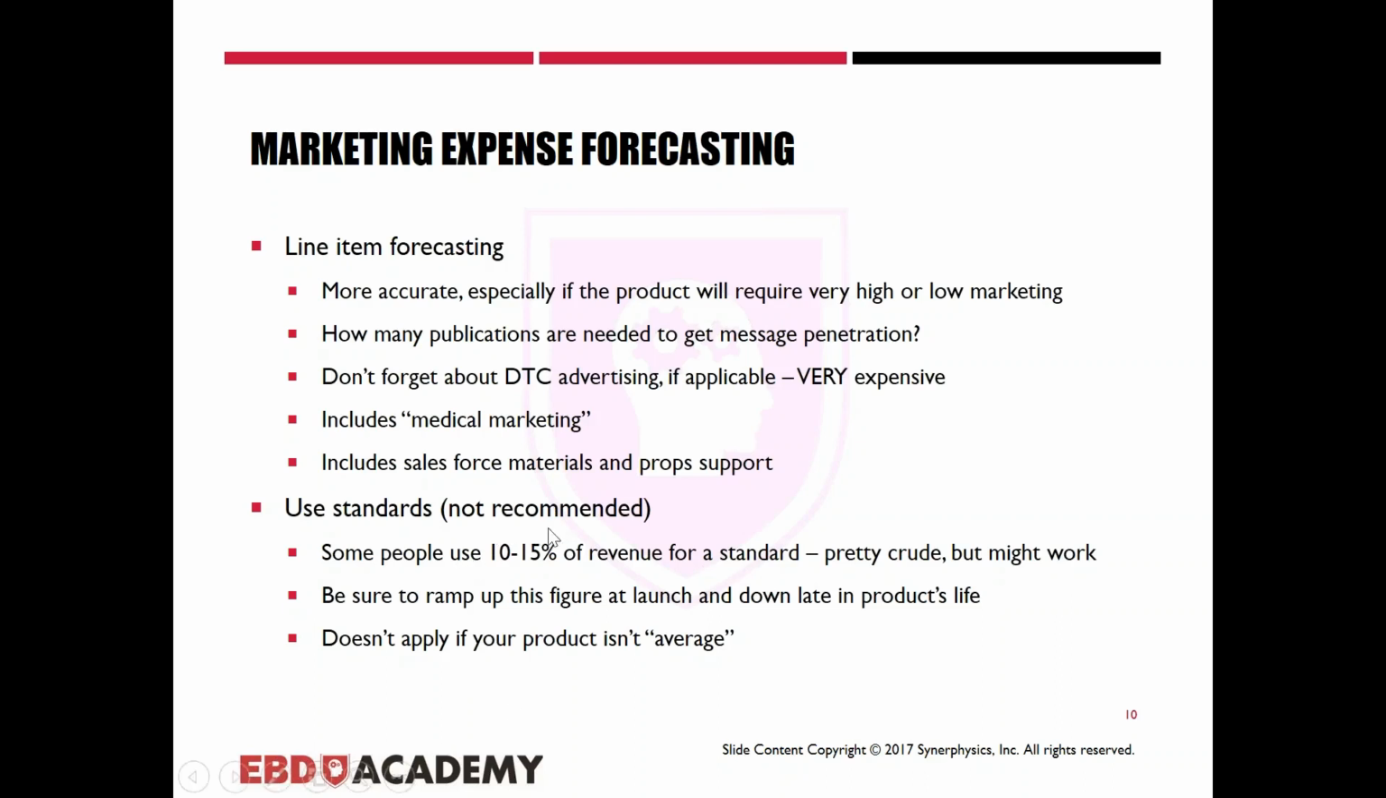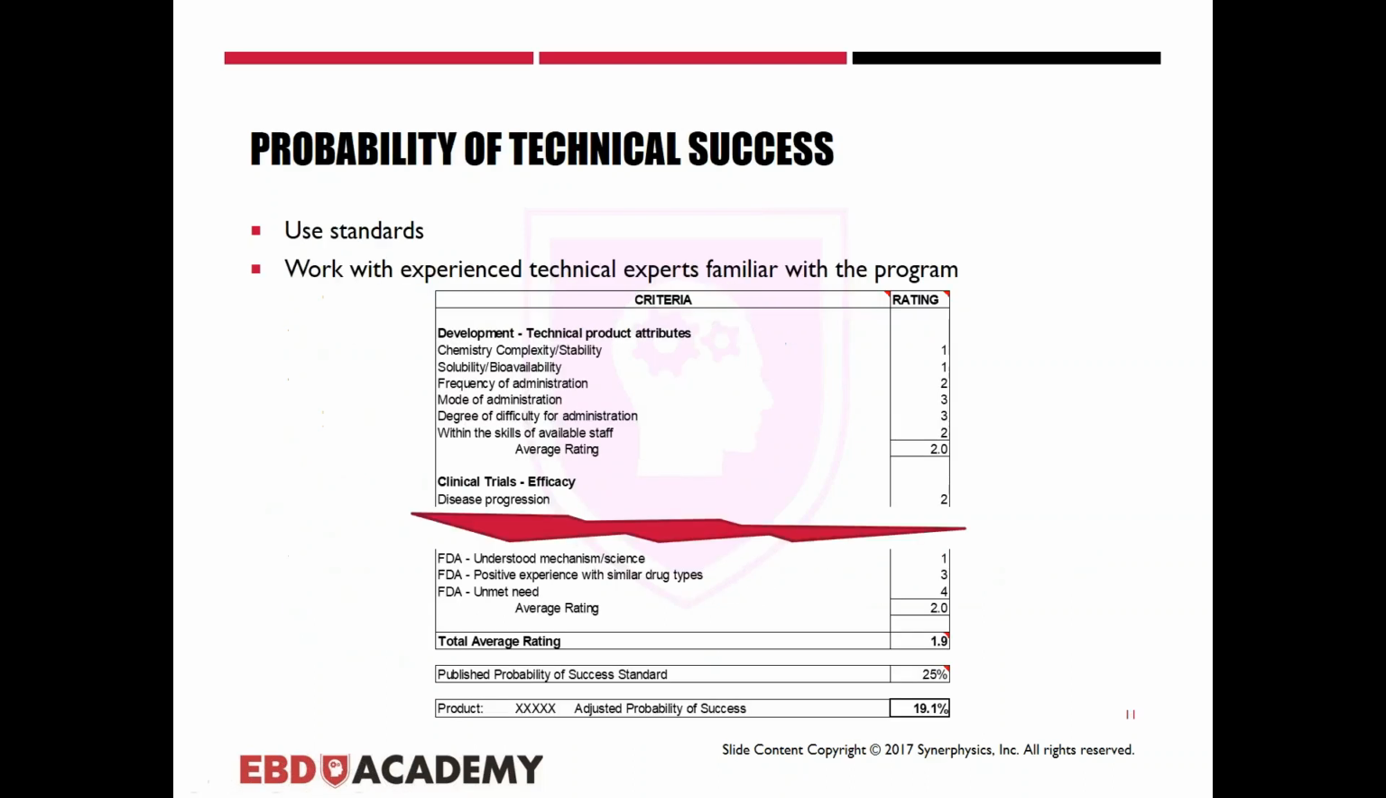I don't recommend using standards, but some people do. If you do, some of them use a standard of 10 to 15% of revenue for marketing expense. The problem with this is that 10 to 15% of revenue is a number that's going to float with revenue, but we know that it gets out of alignment early after a launch. In the first year or 2 or 3 after launch, it's usually much more than 10 to 15%. And then late in the life cycle of a drug, it's usually less than 10 to 15%. So if you're going to use a standard, make sure that you're making some adjustments to it.